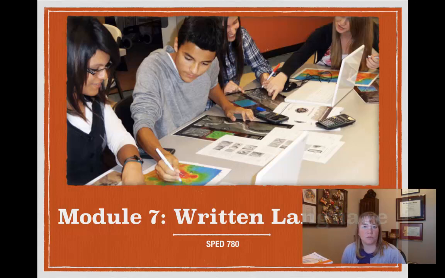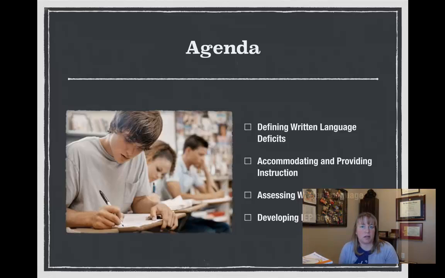We're looking at written language in this module and how students are impacted by written language deficits in the secondary classroom. Over the course of Part 1 and Part 2 of the videos in this module, we're going to take a look at defining what a written language deficit is, what it looks like when you're dealing with that in the classroom. We're going to look at some accommodations that you can provide students and also how to provide direct instruction on written language.